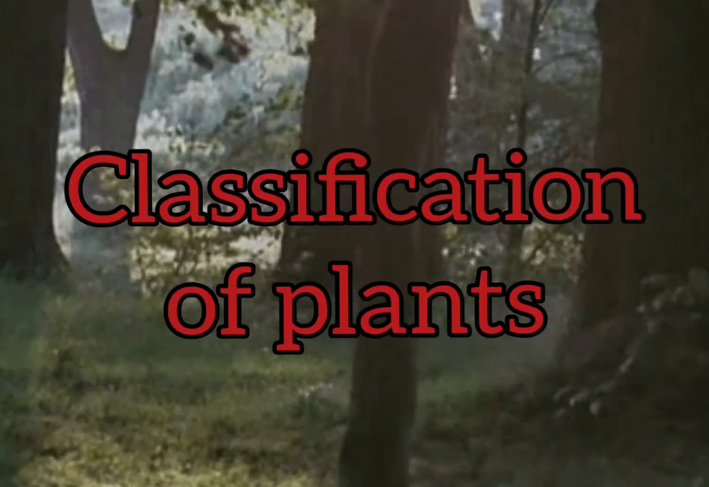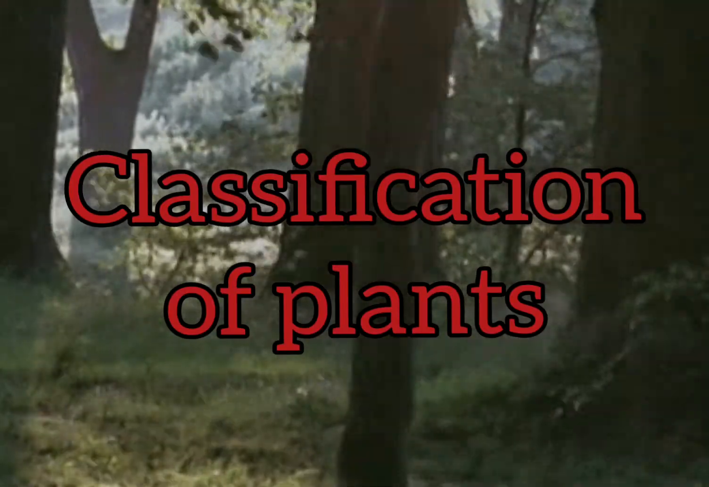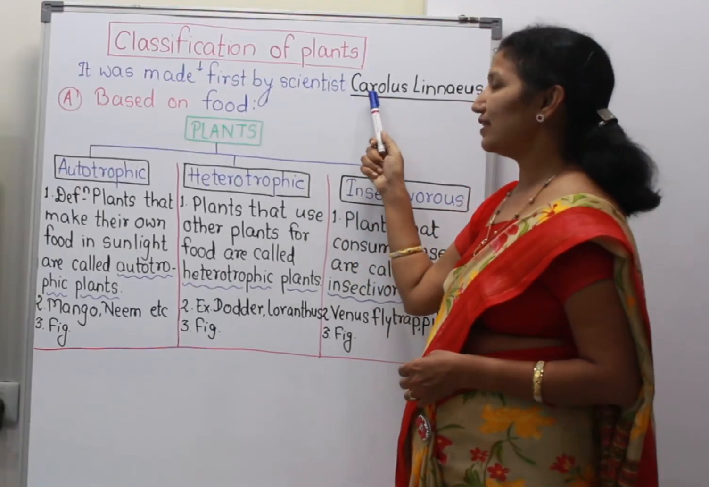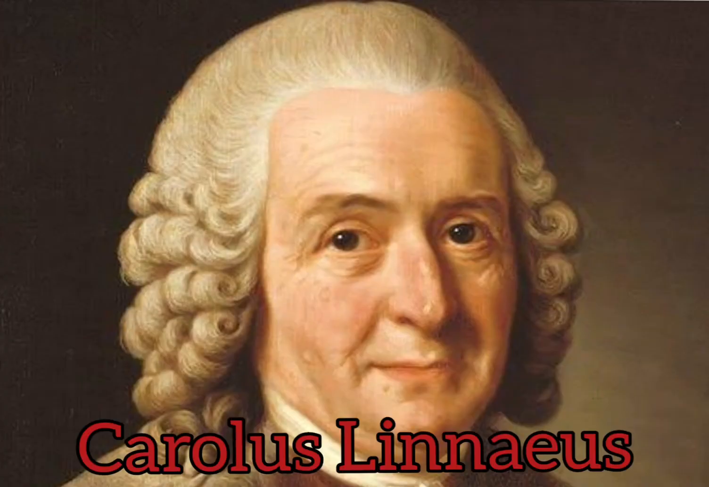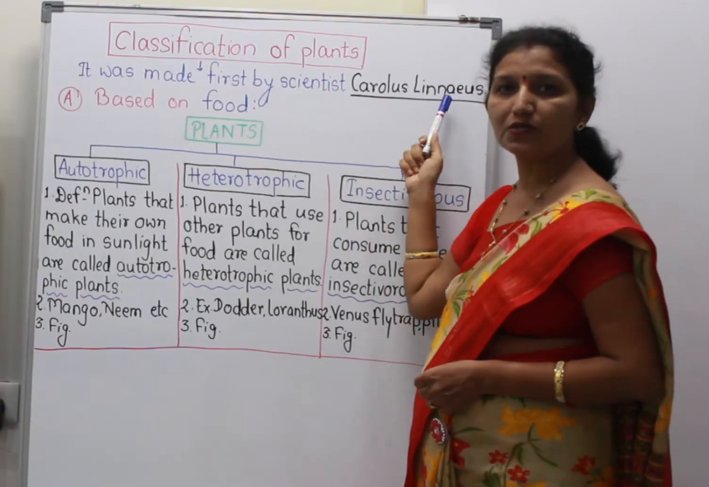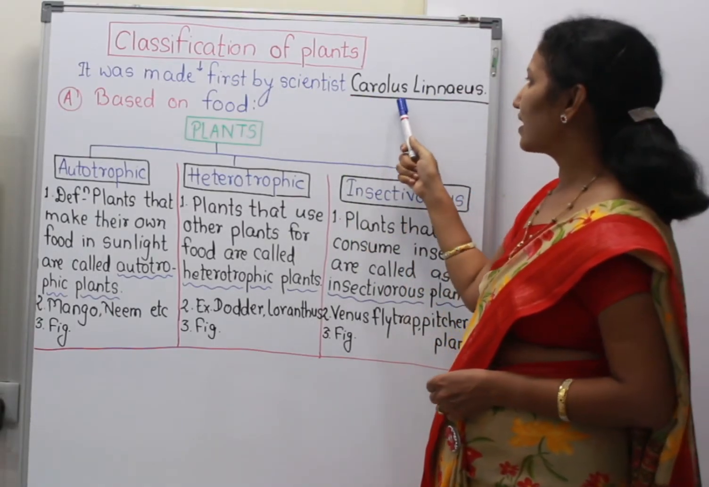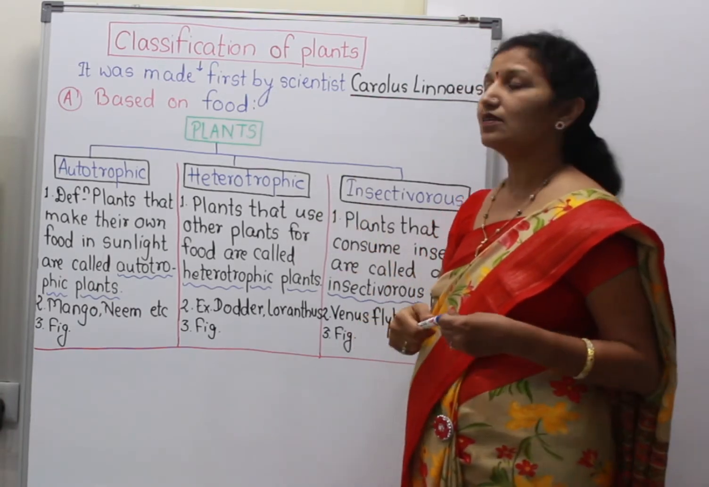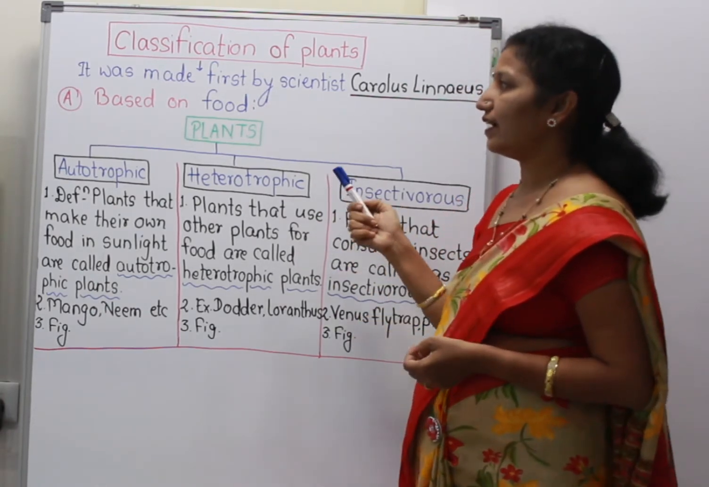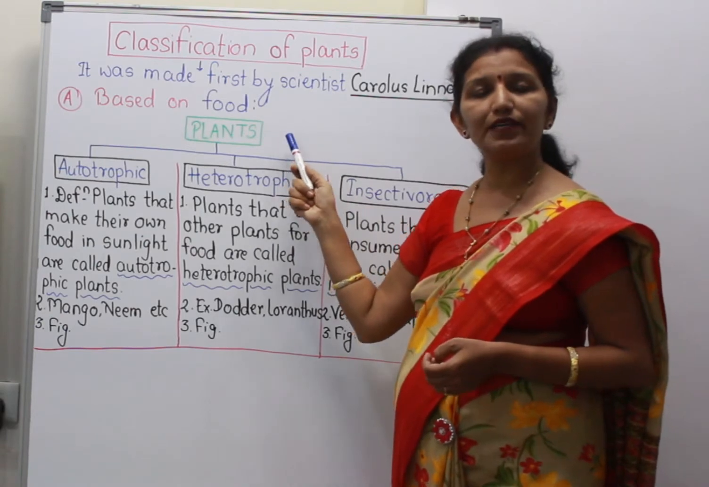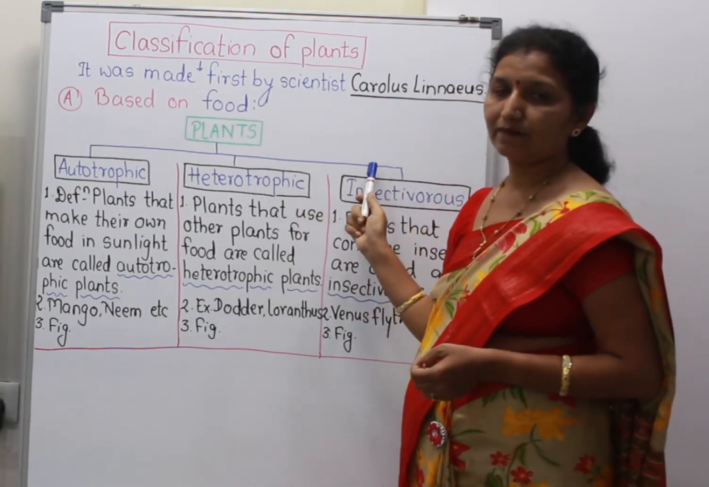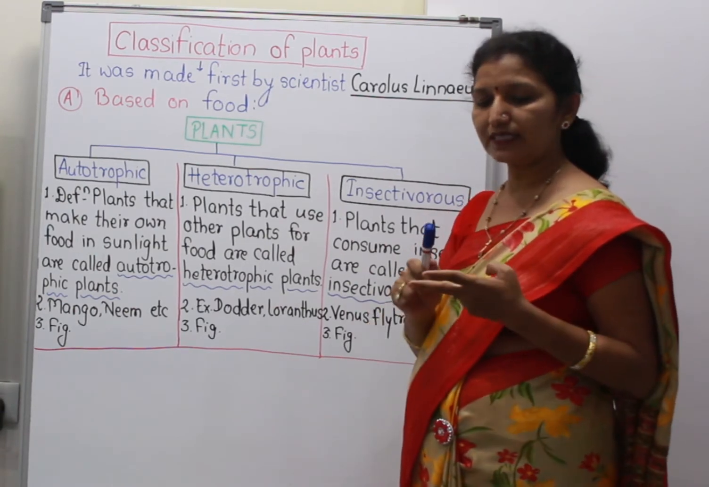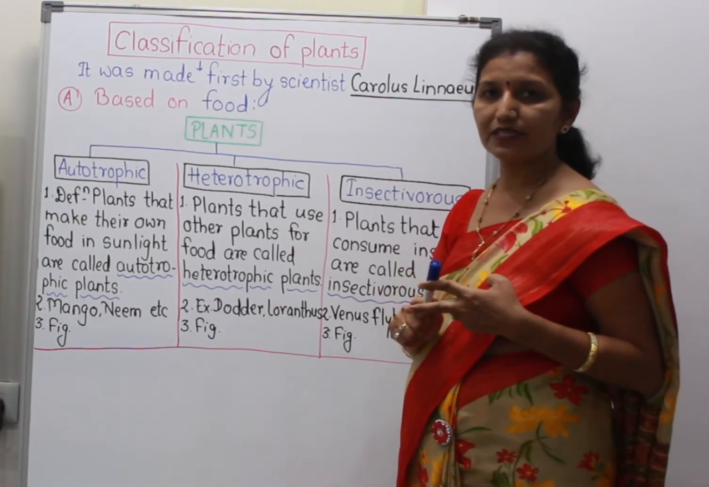Dear children, let us study classification of plants. It was made first by the scientist Carolus Linnaeus. The credit of classification goes to the scientist Carolus Linnaeus. Depending upon the different criteria, these plants are classified into different types. See, for classification, two things are important: similarities and differences.